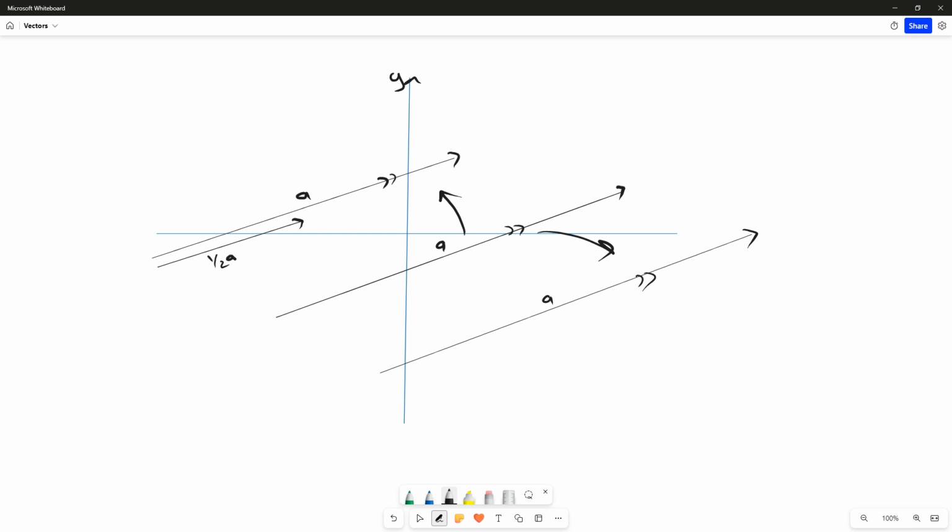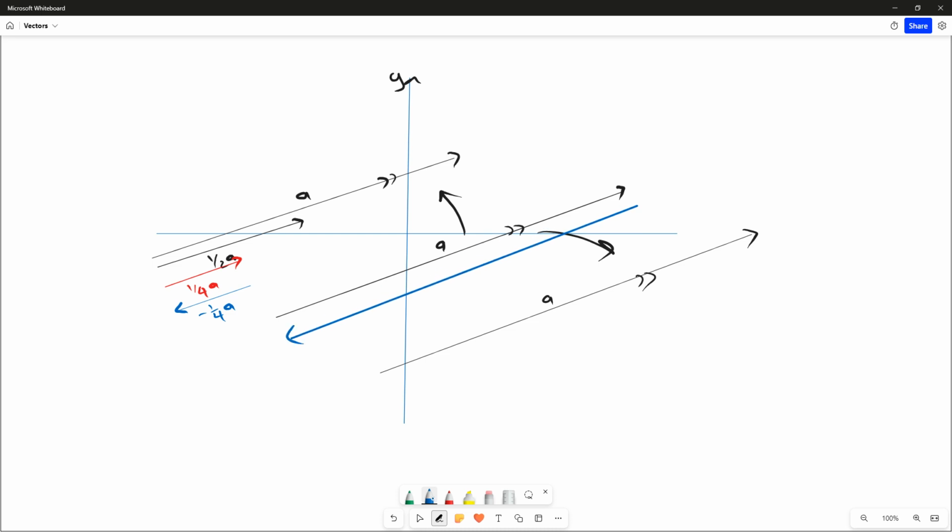And if I move that around, it will stay half of A as well. And if I go shorter than that, all the way till here, it'll become a quarter A, etc. And if I go in the opposite direction and I keep it parallel, it'll be negative a quarter A because it's going in the opposite direction.